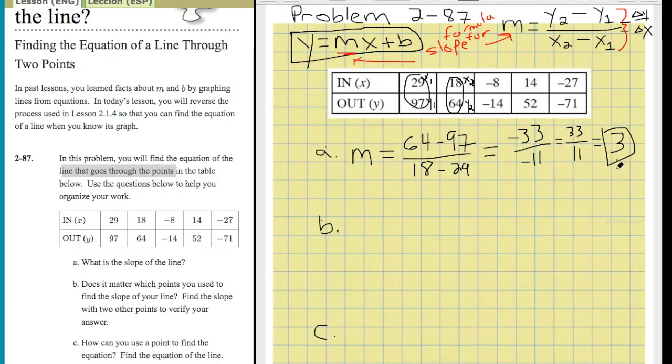as your answer for your slope. So part A was just a way of practicing the formula for slope to get our m, which is great because that's going to help us get our part of our equation right here. We got our m. Part B says, does it matter which points you use to find the slope of your line? Find the slope with 2 other points to verify your answer. Well, I know our answer here, it's going to be no.